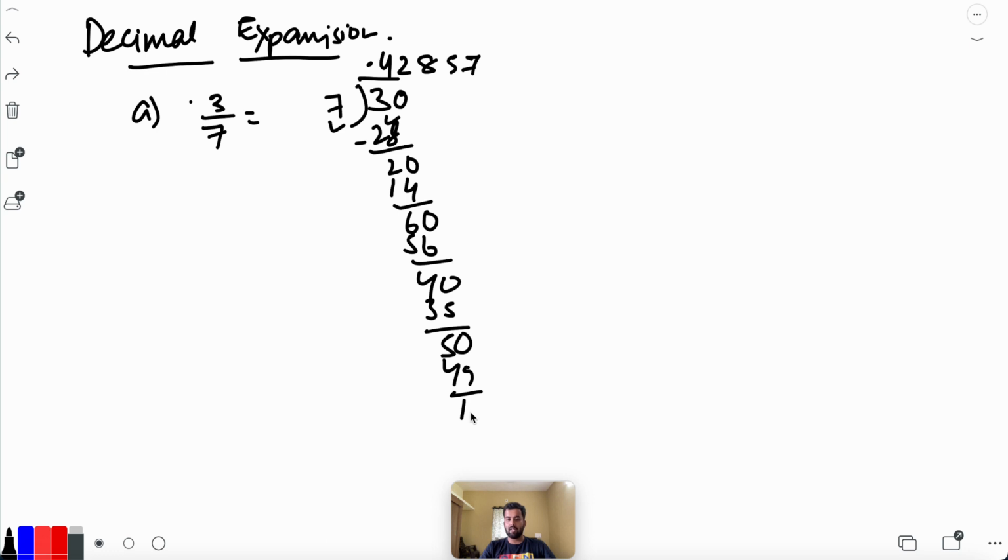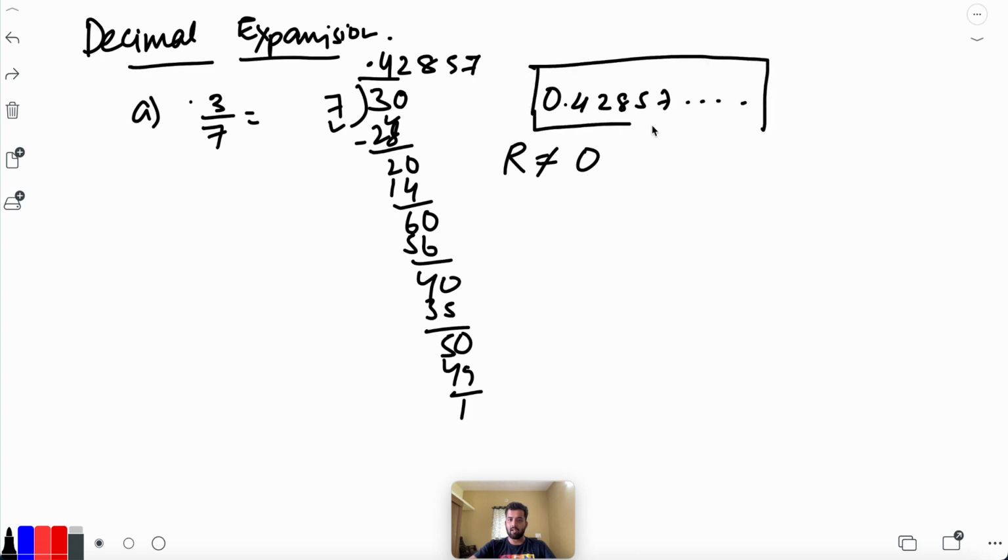So are you getting it? What does it mean? See, what is our quotient here? 4 2 8 5 7 dot dot dot. I don't know how many numbers will be there, right? So if you are not getting r equal to 0, see this part is the decimal expansion part. Okay, after expanding it we have to write one thing that I'm telling you now. See, here we are not getting r equal to 0. You have to focus mainly on this part because this is the important one I'm discussing.